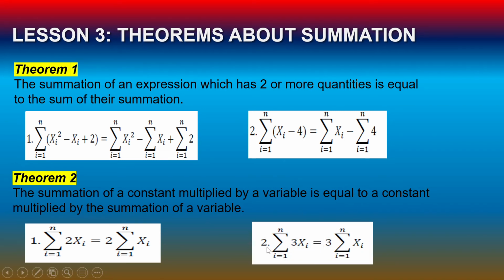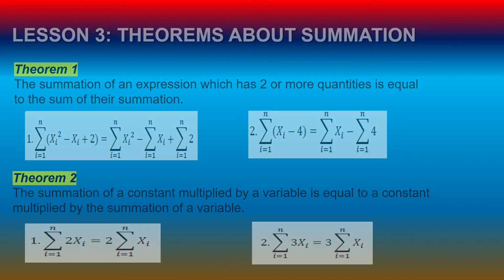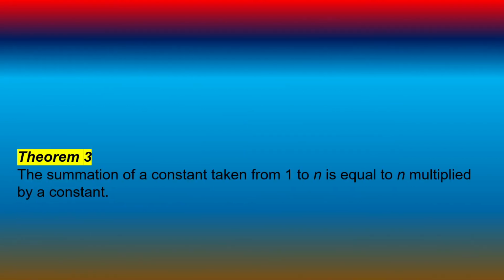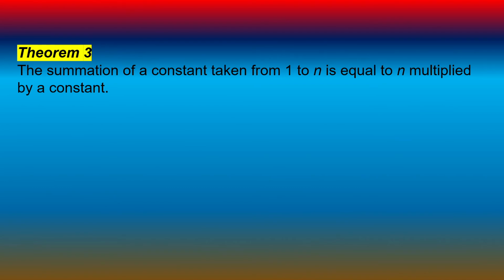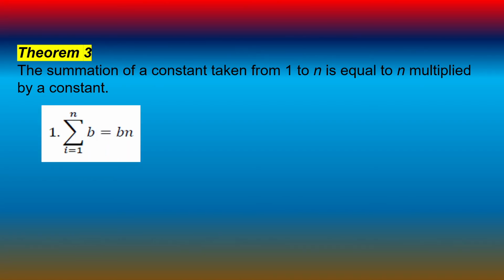So, dito sa number 2, 3 ang ating constant. So, ganun lang din, ilalabas natin muna si constant. And then, pwede natin daw i-add muna or kung i-add up muna yung nasa summation and then, tsaka natin siya i-multiply sa constant. Then, third, the summation of a constant taken from 1 to n is equal to n multiplied by a constant.